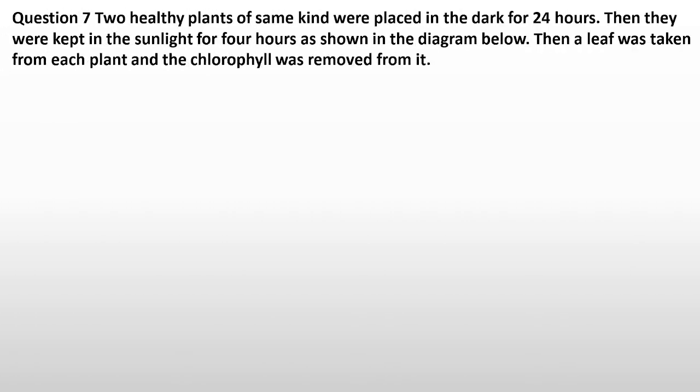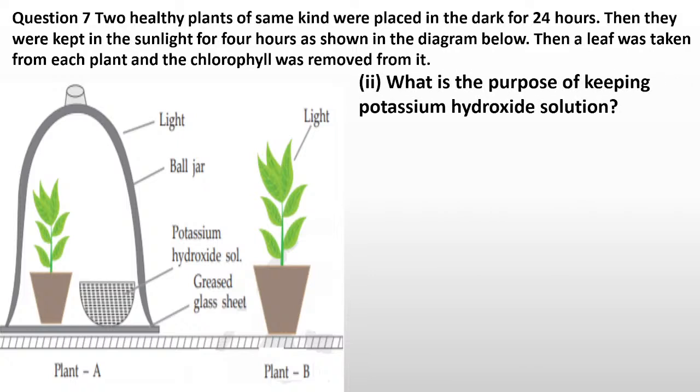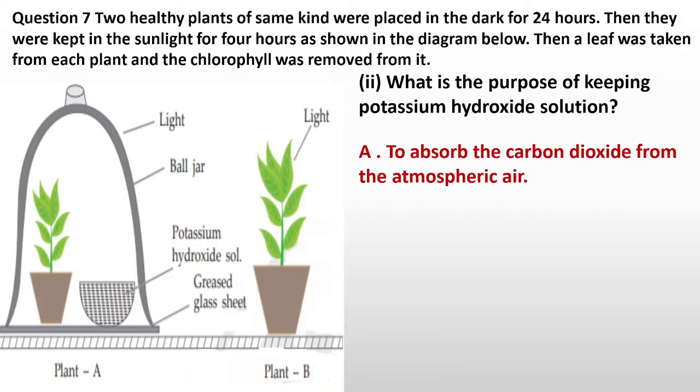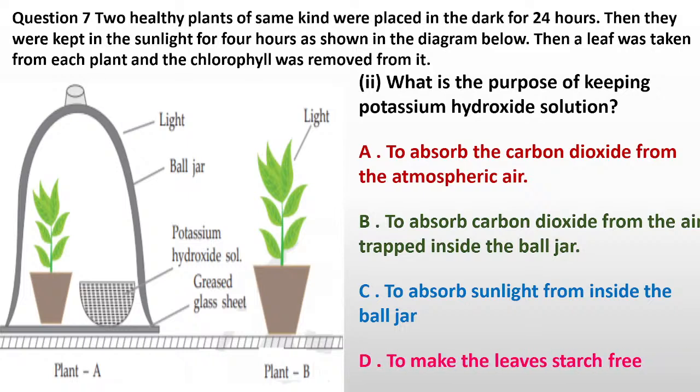Okay. Same concept, same plants, healthy plants. Sub-question changes. What is the purpose of keeping potassium hydroxide solution? You can see the setup. The plant A has been kept with potassium hydroxide solution. And your options are A. To absorb the carbon dioxide from the atmospheric air. B. To absorb carbon dioxide from the air trapped inside the bell jar. C. To absorb sunlight from inside the bell jar. D. To make the leaves starch free.